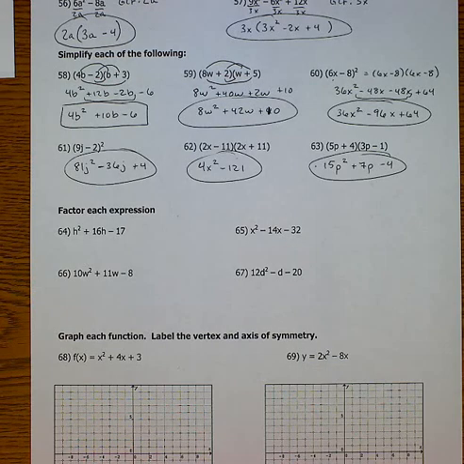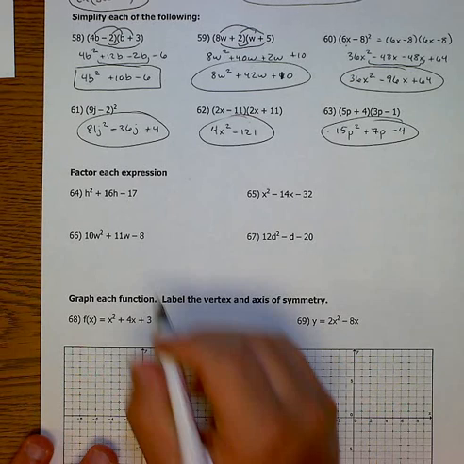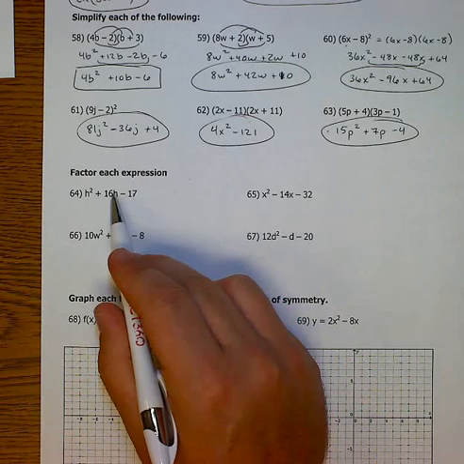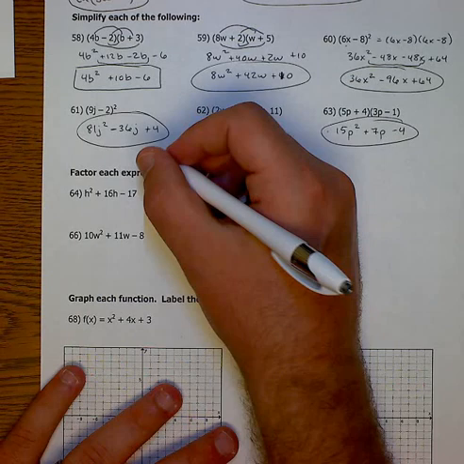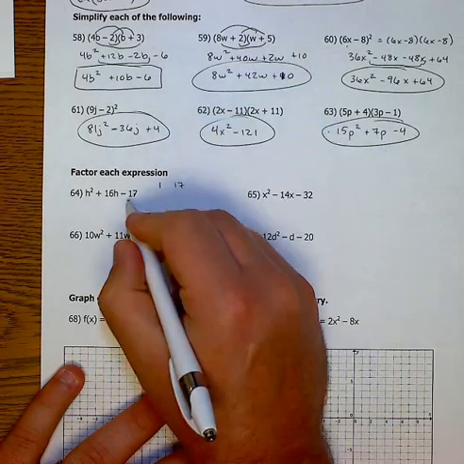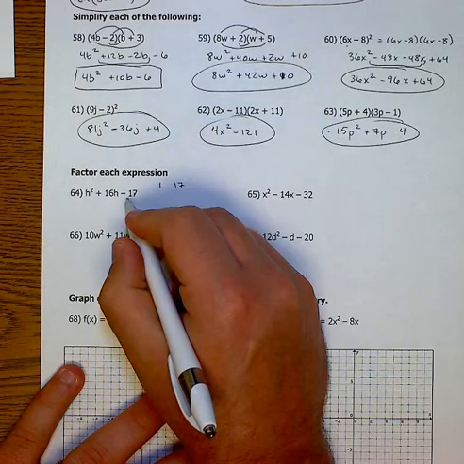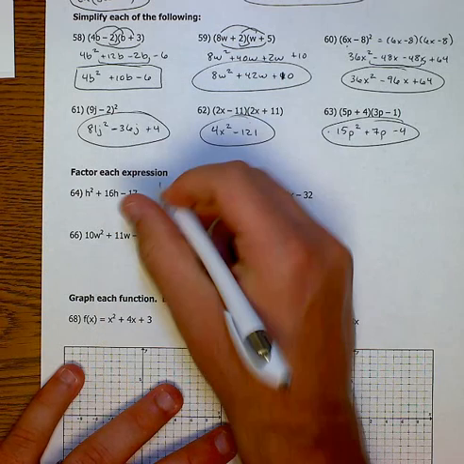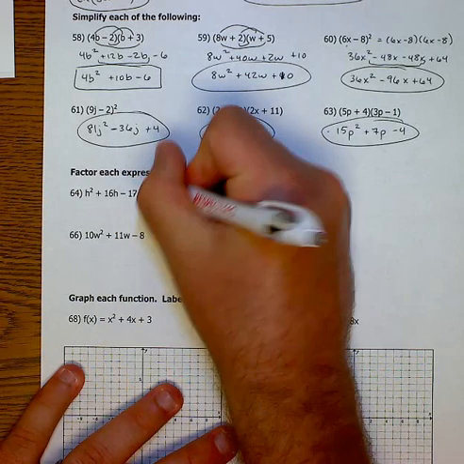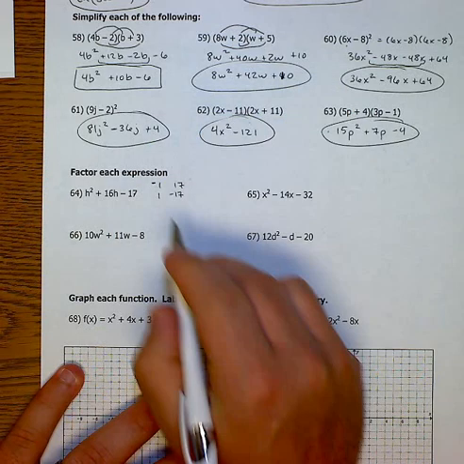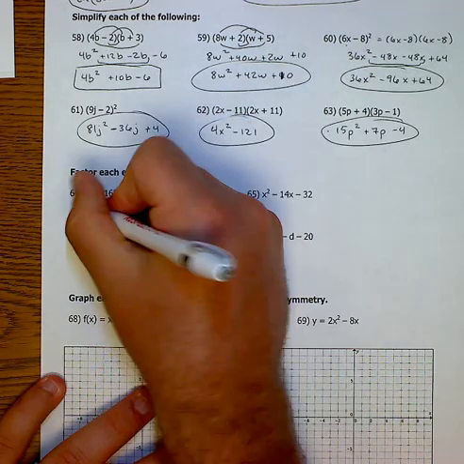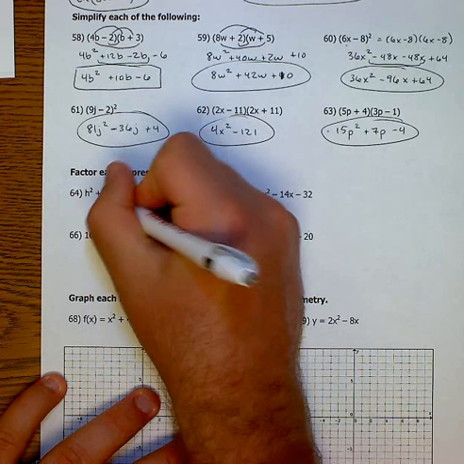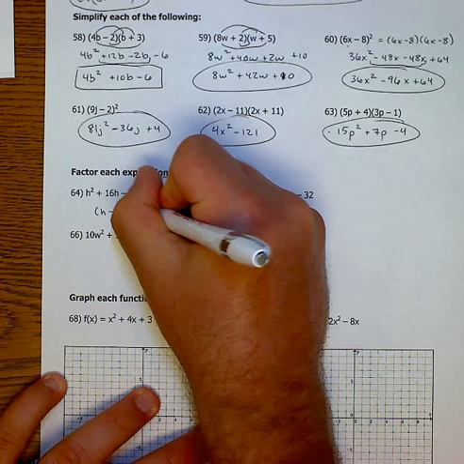Factor each expression. We're going to find two numbers that multiply to give me negative 17 and add up to 16. The only two numbers that multiply to 17 are 1 and 17, but it's negative, so one of them has to be negative. And so it'd be negative 1 and 17 or 1 and negative 17. Which of those adds to positive 16? Hopefully you see it as this one. So my factored form is h minus 1, h plus 17. And we're done with that one.